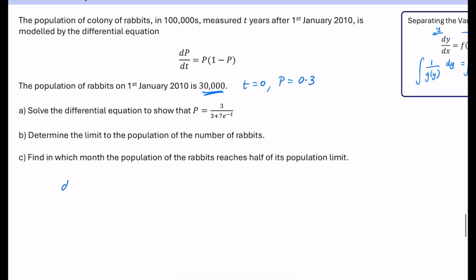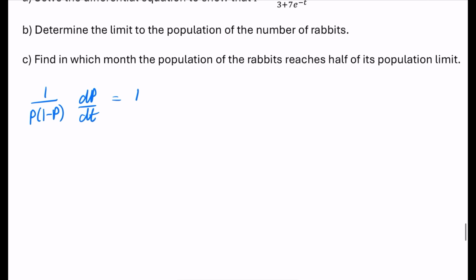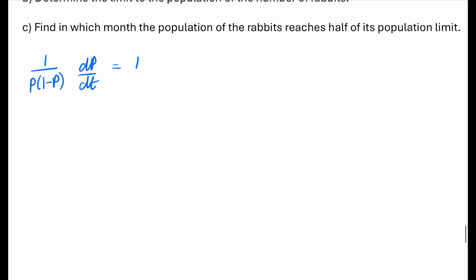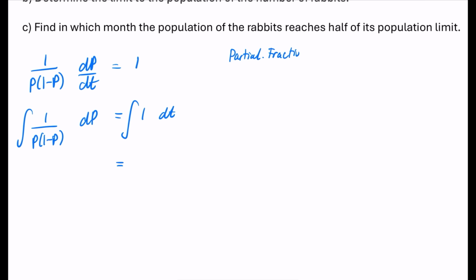So we have dp dt. I'm going to get all of the p stuff onto the left-hand side. Well, I can only get it over there by division, so it's going to be 1 over p, 1 minus p, dp dt is just equal to 1. That's from dividing by p, 1 minus p. So if I put the dt onto the right-hand side, I get 1 dt, and I get 1 over p, 1 minus p, dp, and then I just put the integration signs in front of it. So the right-hand side is going to be really easy. It's just going to be t plus c, but I'll come to that in just a second, because to integrate the left-hand side, I, of course, need to do partial fractions.